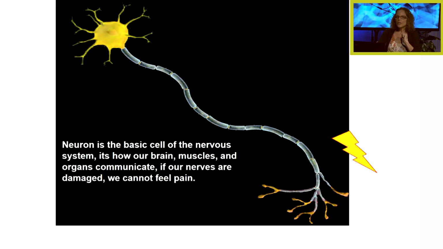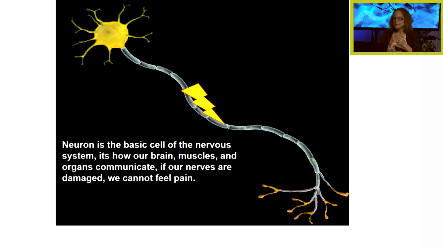One of the other things that happens in diabetes is diabetic neuropathy, and we talked about it before. But I want to again take it down to a more detailed level. So here we see a neuron. A neuron is the basic cell of the nervous system, and it's how our brain and muscles and organs communicate.